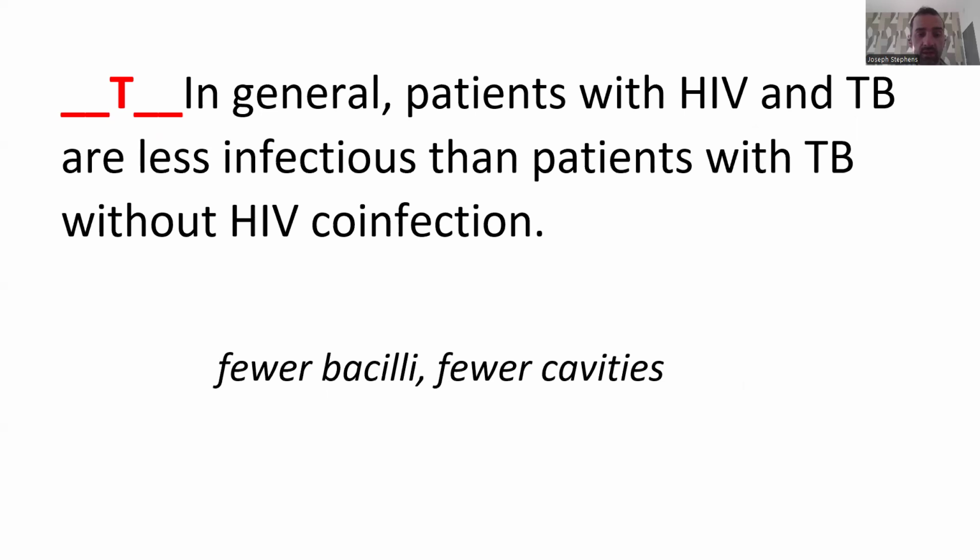In general, true or false? In general, patients with HIV and TB are less infectious than patients with TB without HIV co-infection. And the answer here is true. When people have HIV co-infection, they have fewer bacilli. There's a lower load of TB that can actually make them sick. And this lower load also coincides with fewer cavities than in people without HIV.